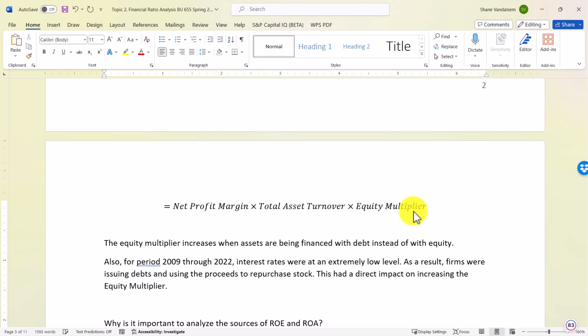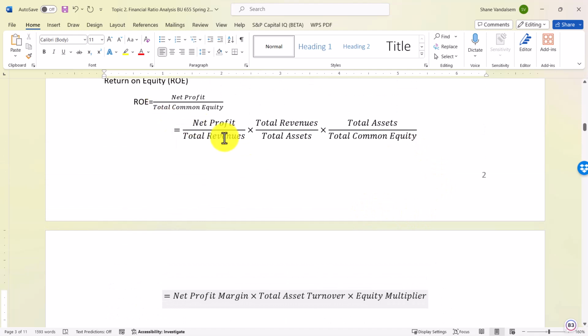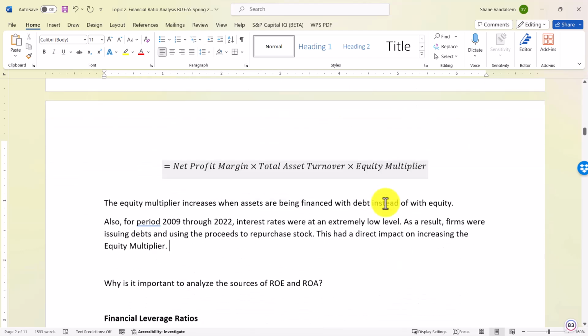And so we saw that ROE number really get inflated for a lot of companies over this period of time because companies were doing this. They were going out and issuing debt and repurchasing stock, and they weren't really having a big impact on the first two drivers of the ROE, the net profit margin or the total asset turnover, but really increasing this last item, the equity multiplier, through stock repurchases.